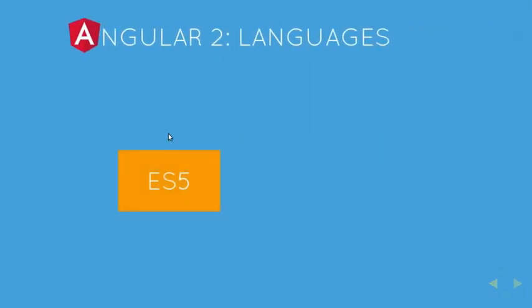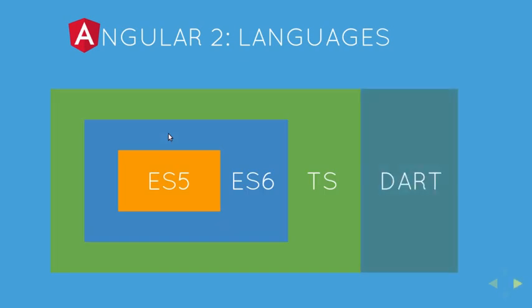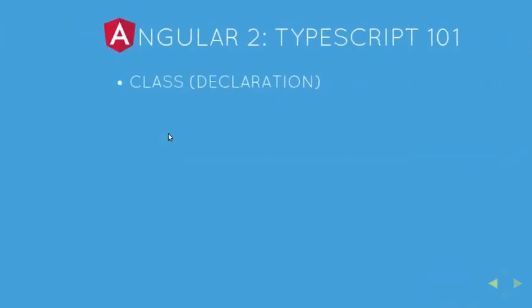What are the different languages in which you can write your code? There are different options. You have ES5, ES6, TypeScript, and finally you can also write the code in the Dart language. Dart is also coming from Google. So we will be using ES6 plus TypeScript to write the JavaScript code for Angular components.